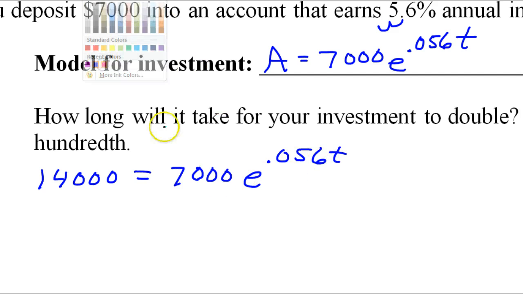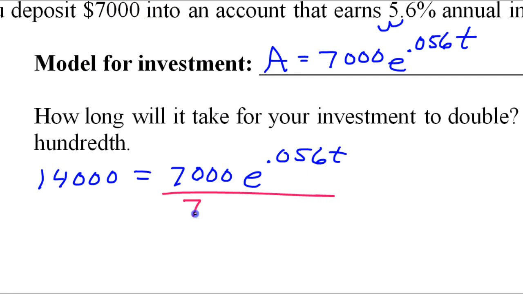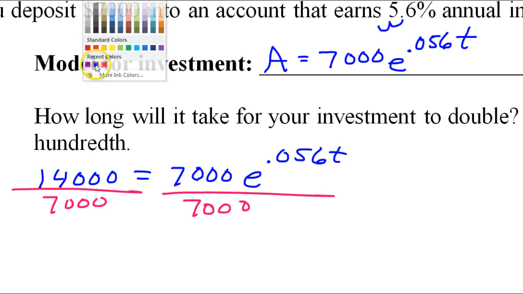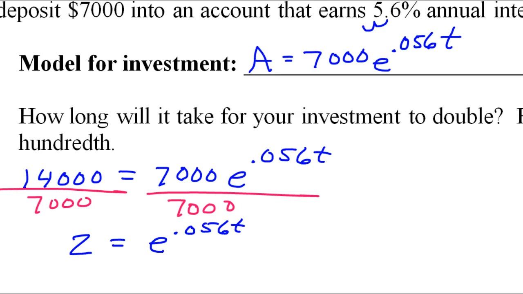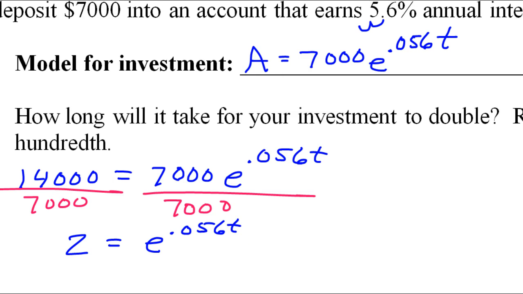Again, your first step should be to divide by that 7,000. And no surprise, this is going to turn out to be 2 because it doubled. Of course it was going to be 2. So we have 2 is equal to e to the 0.056 t power.